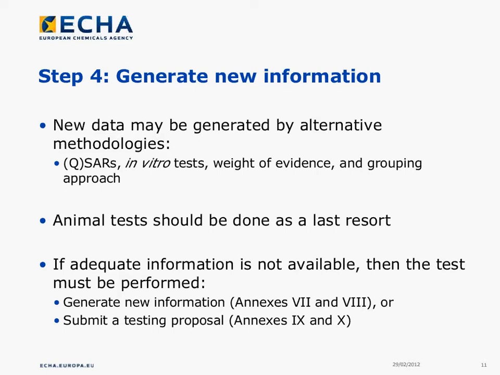And there's an important distinction here. If the information is a requirement from Annexes 7 or 8, then you simply perform the test straight away. You're simply able to proceed. However, if the test is a test listed in Annexes 9 or 10, then you must submit a testing proposal before doing the test. So that's an important distinction. If it's an information requirement at 7 or 8, you don't provide a testing proposal. If it's at 9 or 10, you do.